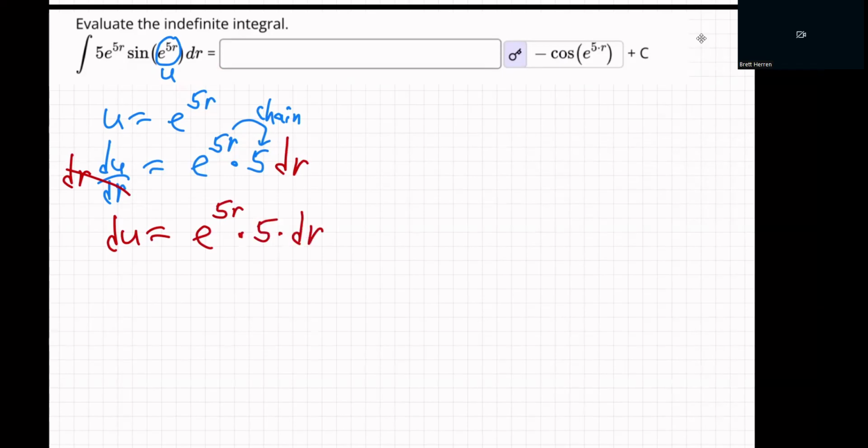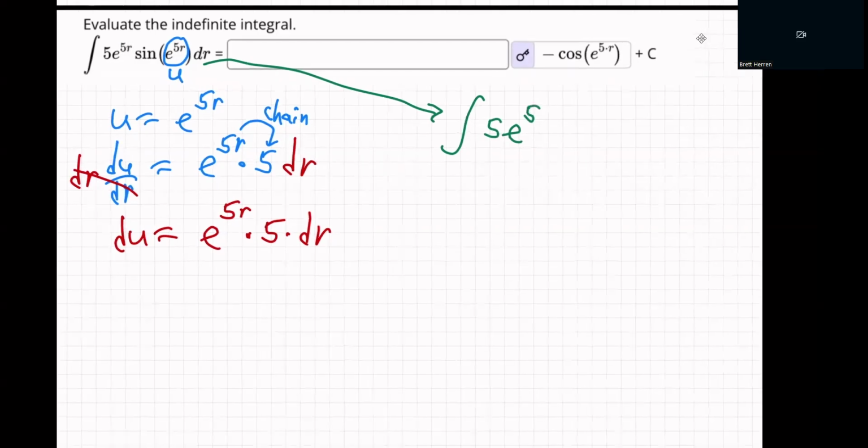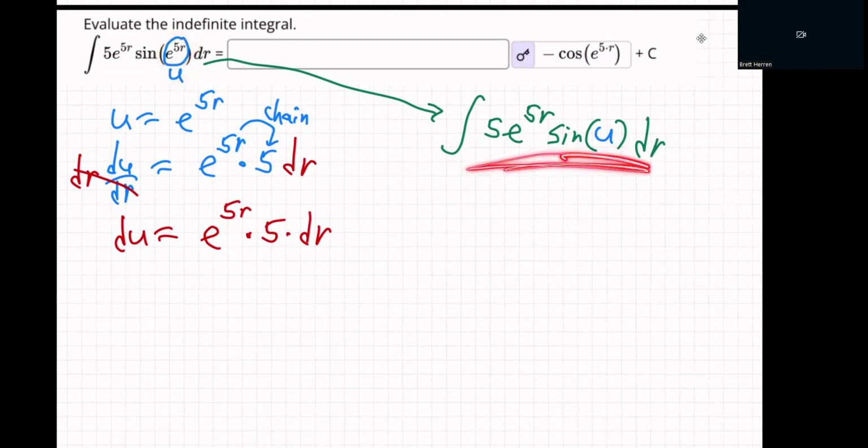Okay, so let's take this integral and start replacing things. So the integral of 5 e to the 5r, it wasn't a very nice 5, sine, and this will become u dr, right? I replaced that e to the 5r with u. Boom, right there. Okay, but we got to make it all u. All u. Got to get rid of all this r stuff.